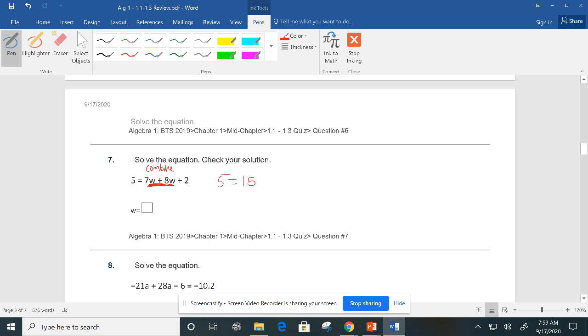5 is equal to 15w plus 2. Let's isolate that variable. Subtract 2, subtract 2. 3 is equal to 15w. Divide by 15 and divide by 15. We're going to get a fraction here. Keep it as a fraction. 3/15 is equal to w. Or we can reduce this fraction because 3 goes into both of these. 1/5 is equal to w.